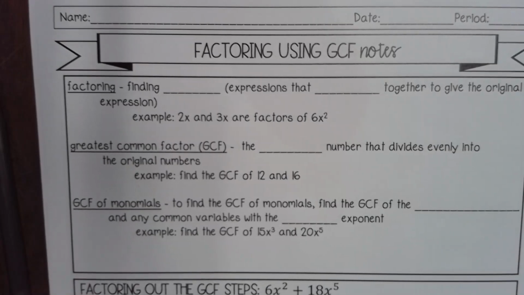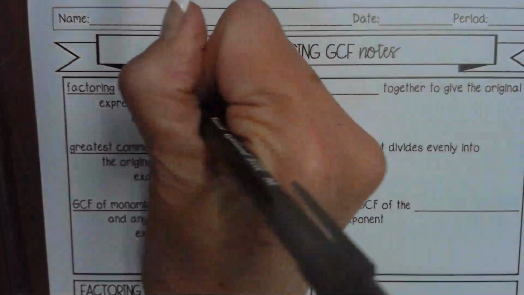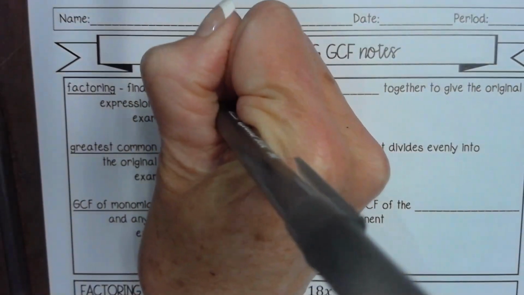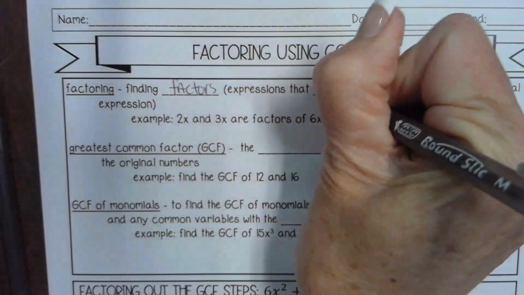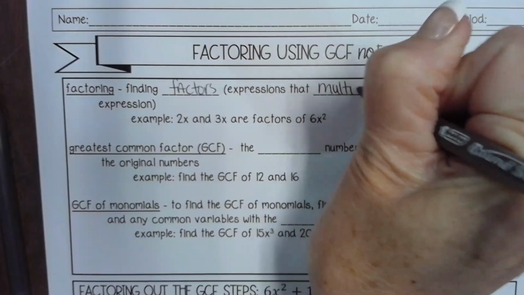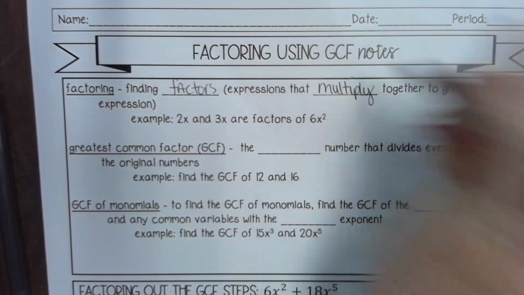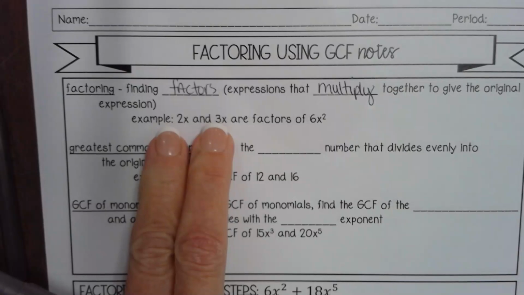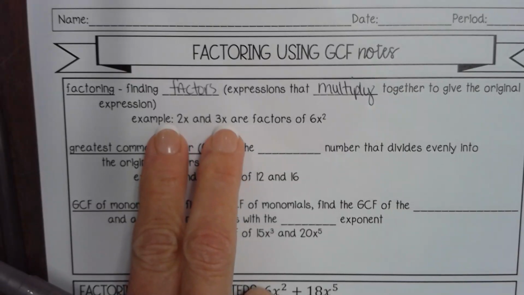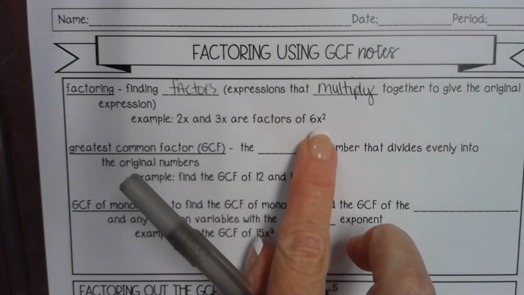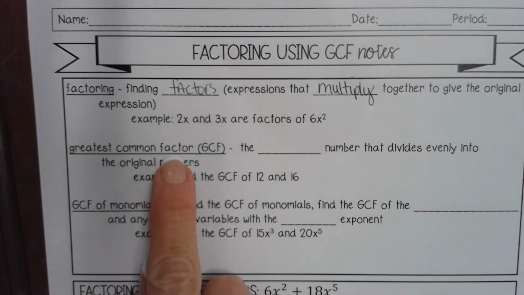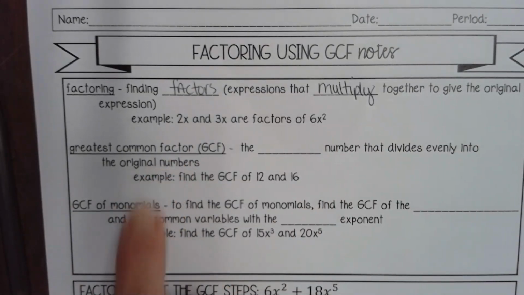Okay, so factoring, what is factoring? Well, it's finding factors. What are factors? Expressions that multiply together. They give you an example: 2x and 3x are called factors. They're factors of 6x squared because I can multiply them together and get 6x squared. We've done the greatest common factor here.